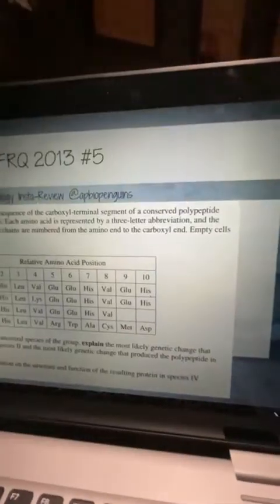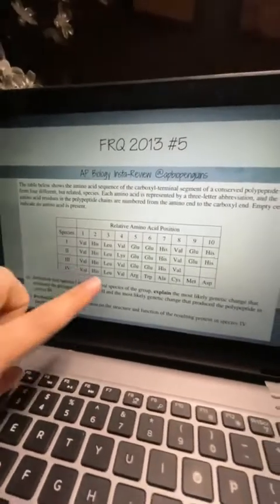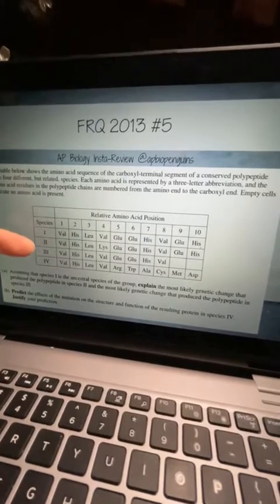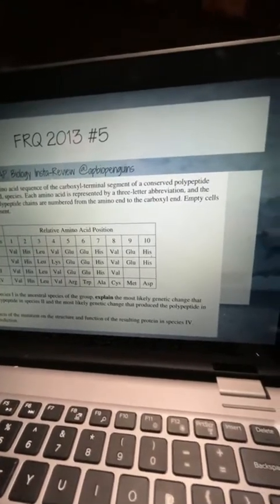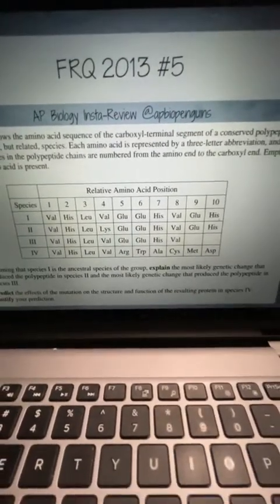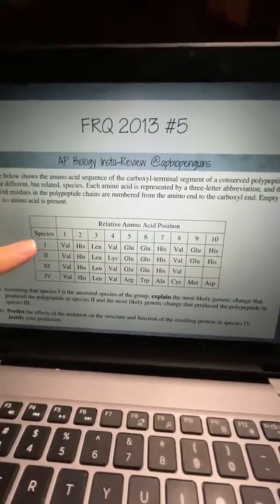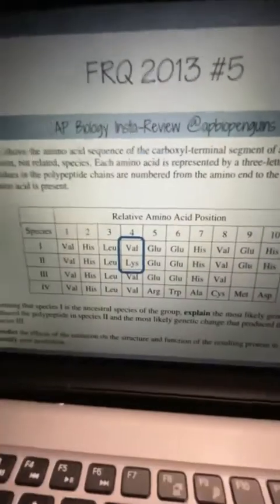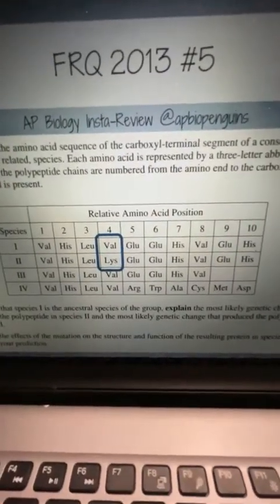So the next FRQ that we have is 2013, number 5. And this one is looking at different species. There's 1, 2, 3, and 4. And within these species, we need to figure out what mutation might have taken place, right? So we have to explain what the genetic change is. So if I look at species 1 and species 2, I can see that right here at the 4th position, there's been a valine that's been substituted for a lysine. So we learned earlier that that was considered a mutation.